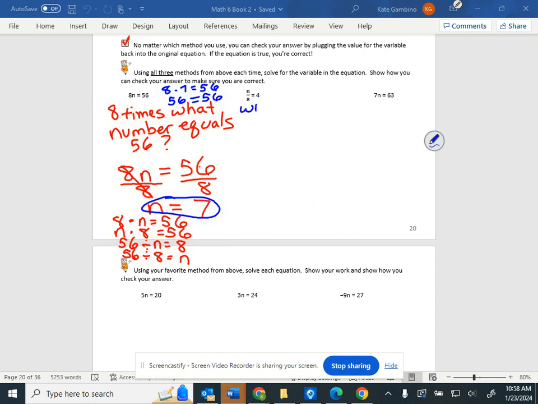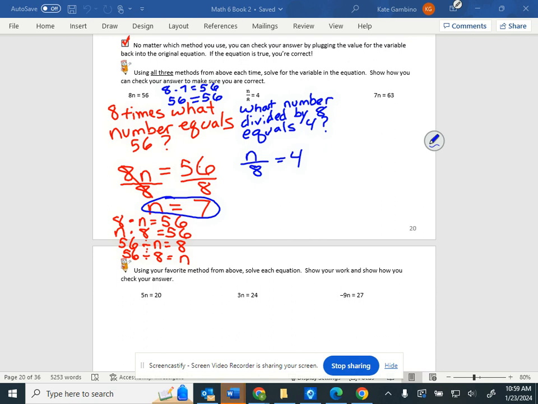What number divided by 8 equals 4? So if I'm going to do this with my opposite operations, I have n divided by 8 equals 4. What's my opposite operation I'm going to do?